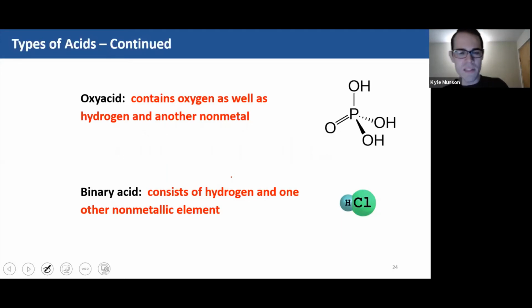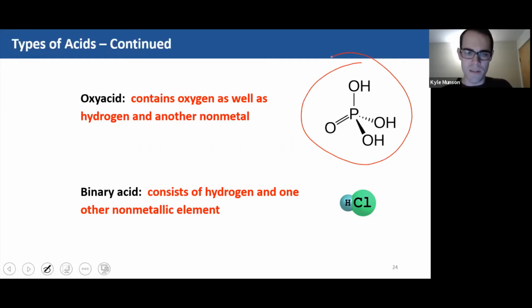So these are the types of acids, and that might be further classified into these two different types. So you have oxyacids, which contain oxygen as well as hydrogen and other nonmetals, like the one shown here on the right. And then you have binary acids. They consist of hydrogen and one other nonmetallic element. So this is hydrogen and a chlorine. So these are the acids that we're going to be seeing throughout the class. Not just these two, but these types, oxyacids and binary acids.